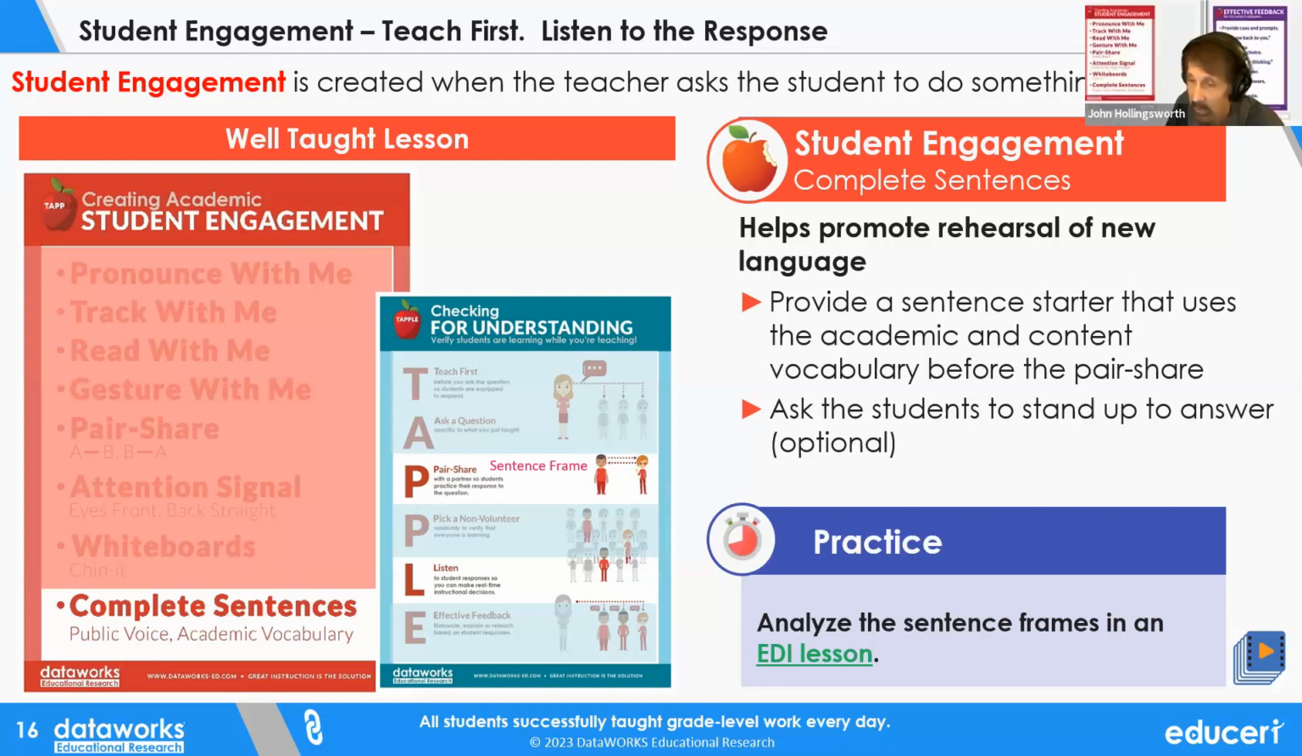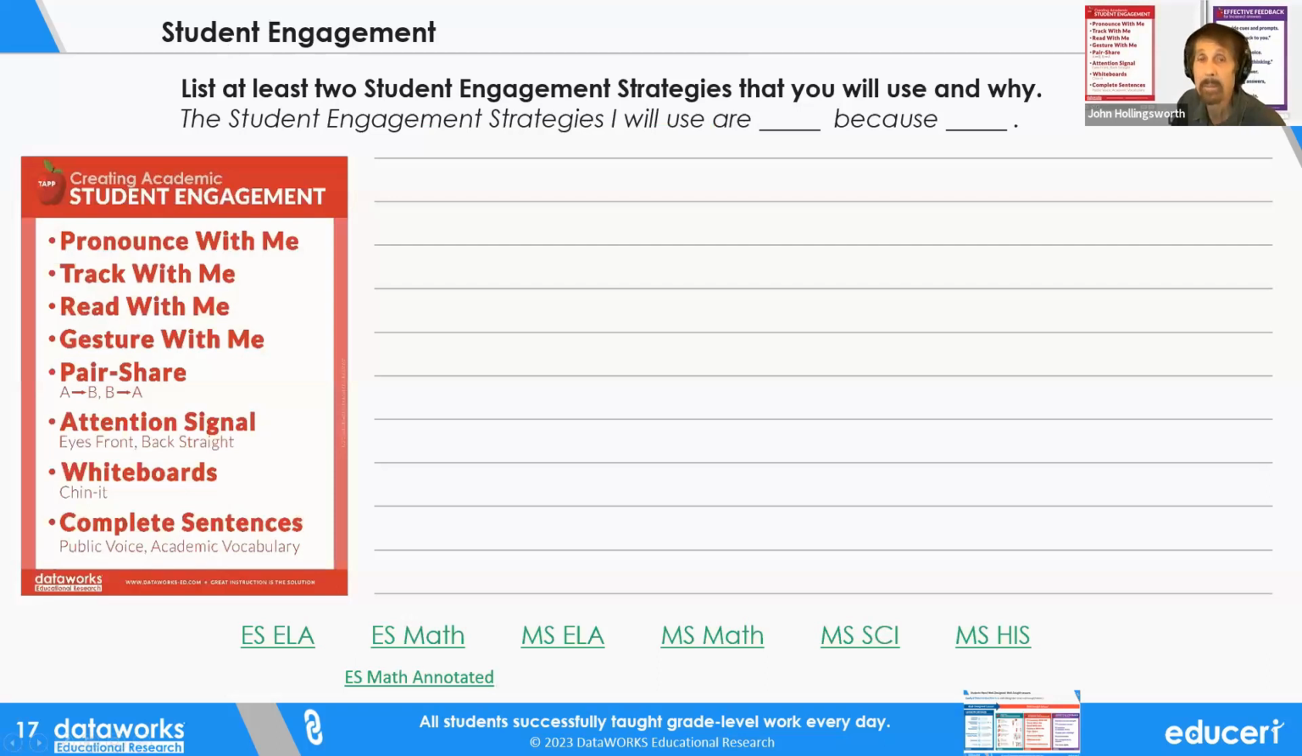All right, so let's see if we got something here. I think we've done all of this stuff before. So I think we don't really need to practice this anymore. I think we can go right down here. Okay, so let's just do the last one. We're going to do a little report out. And let's read what our question is. Ready to go. List at least two student engagement strategies that you will use and why. Okay, we have a sentence frame. We can read it together. Remember, whenever you see blank, we just say blank. Let's read our frame. The student engagement strategies we use are blank because blank.